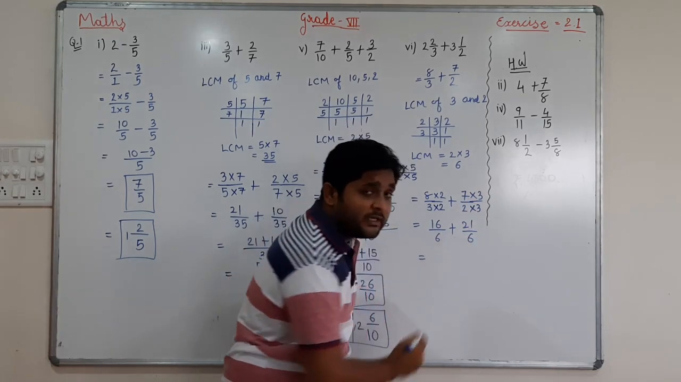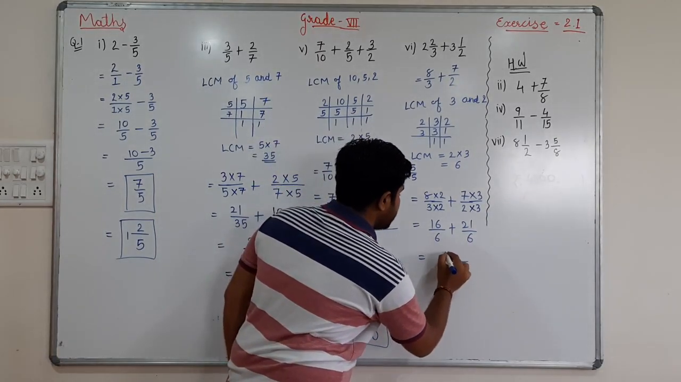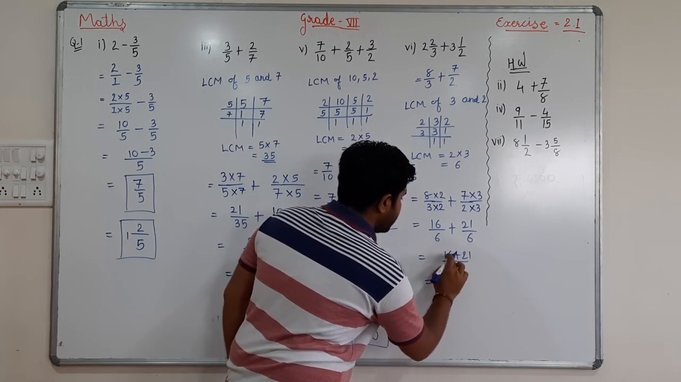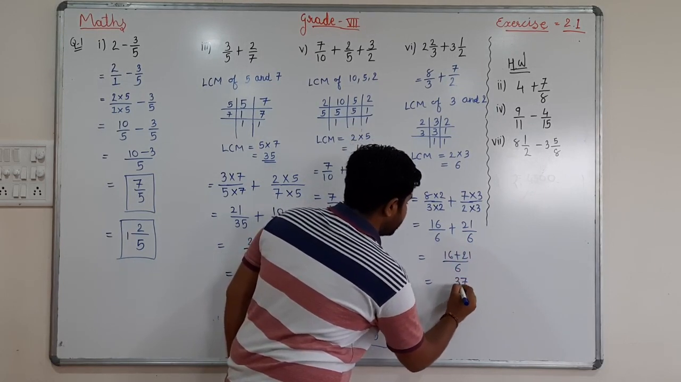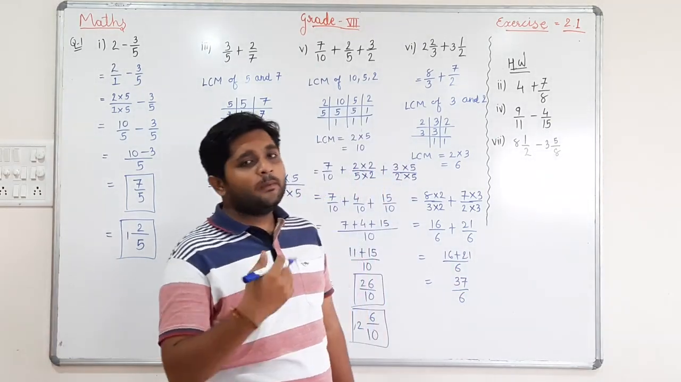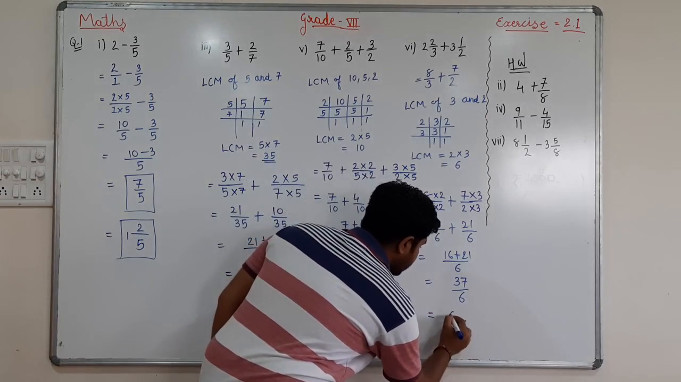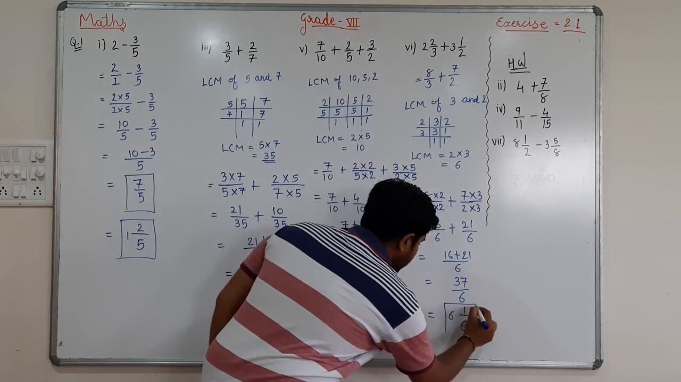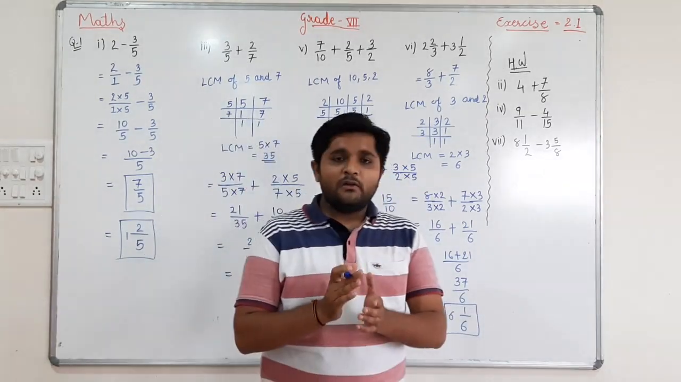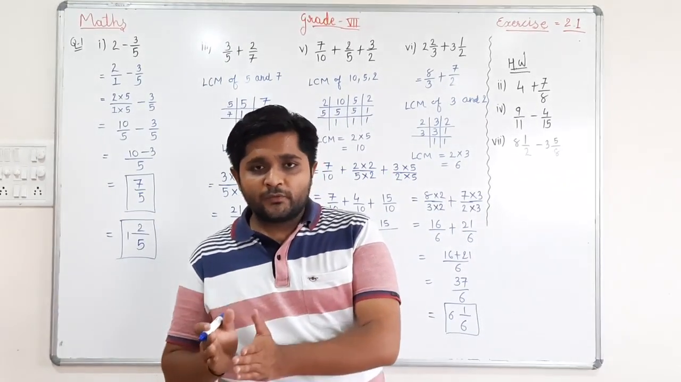Now friends, both the denominators are same now. So take the denominator common, 6, and upside 16 plus 21. If you add these two, 6 plus 1 is 7, and 2 plus 1 is 3, so 37 upon 6. Now convert it into a mixed fraction. 6 6s are 36 plus 1. It is our answer. So this way we can do the addition and subtraction of mixed fractions, proper fractions or improper fractions.